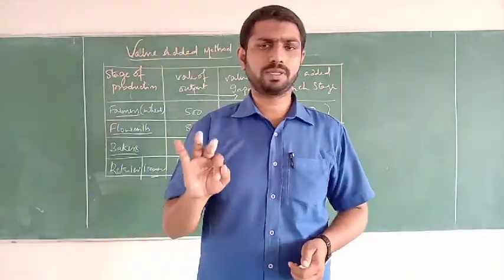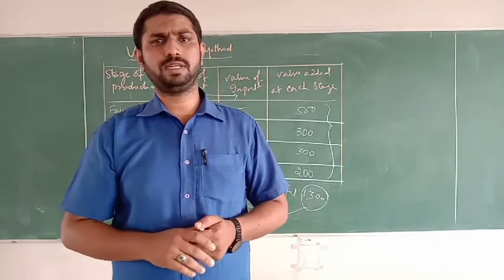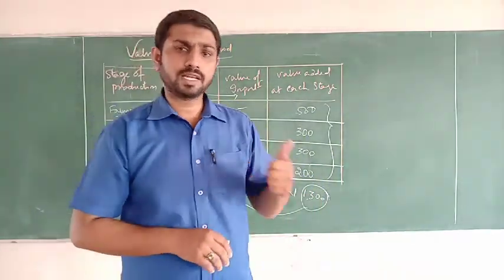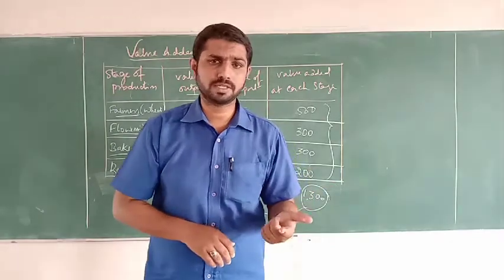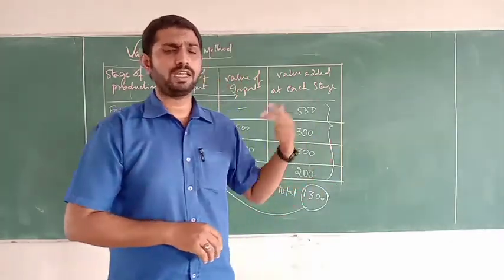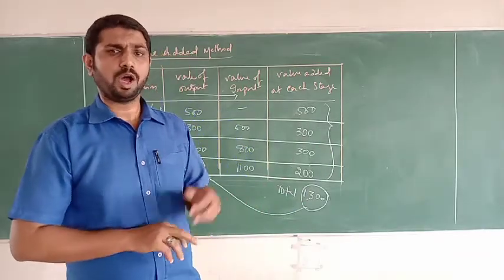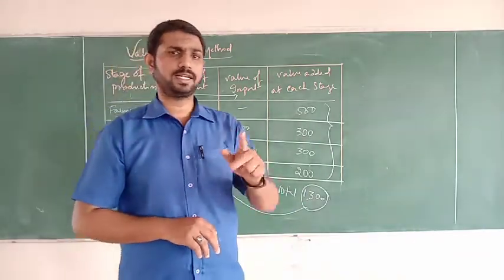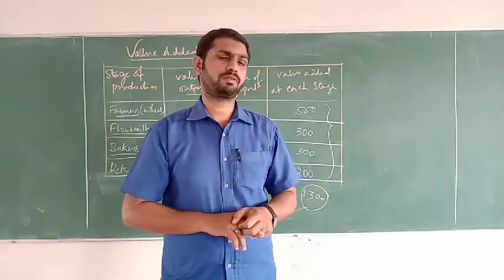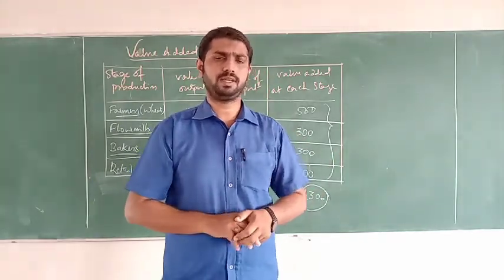So there are three methods of calculating national income. The first is the income method, followed by the expenditure method, and the third is the final value added method. Among the three, the one that is guaranteed for your exams, either for 4 marks or 6 marks, is preferably the last method.